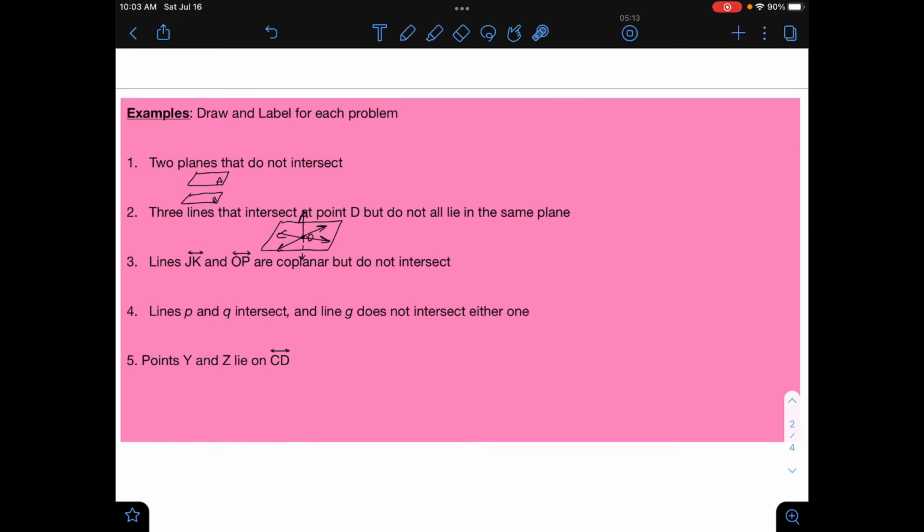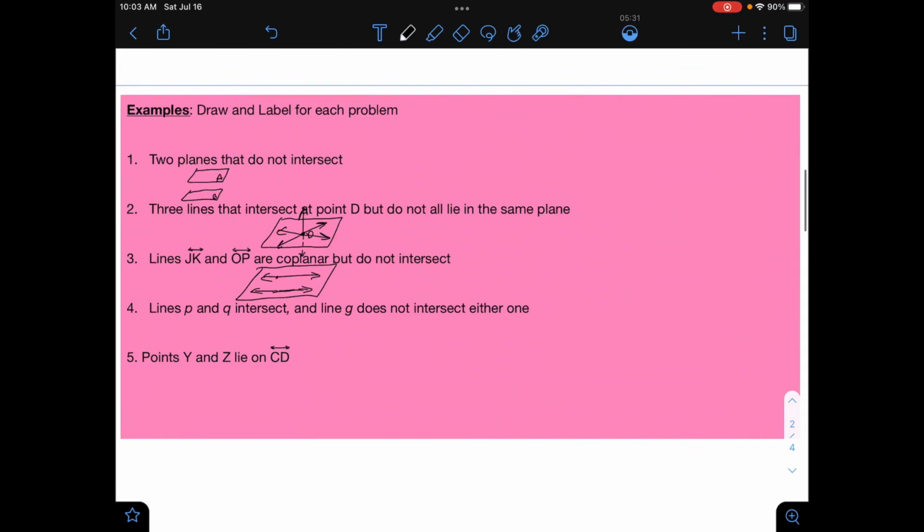Now we have lines JK and OP are coplanar but do not intersect. So that means that they'll be in the same plane, but they won't be touching. So we can draw a plane here. So we could draw a line right here and a line right here. And those aren't touching, so then we'll label it. So we have J and K, then O and P. You could also do a line here. It goes like this. So you could have J here, K here, O here, and P here. You could draw your lines anywhere as long as they're not touching and they're in the same plane.